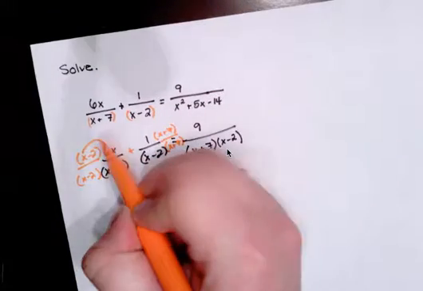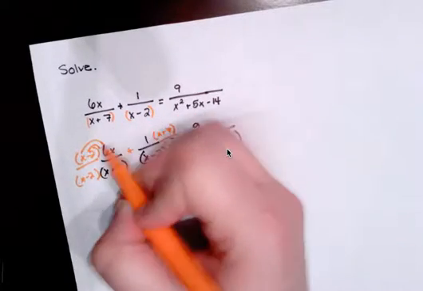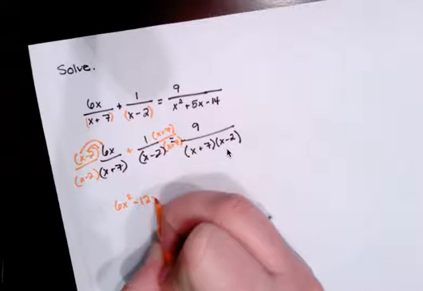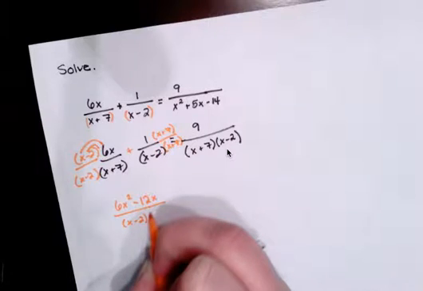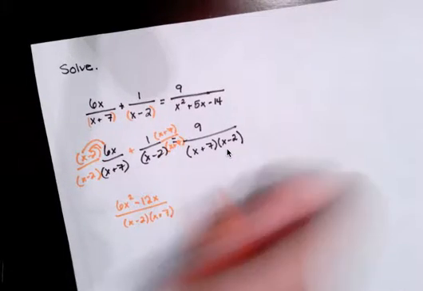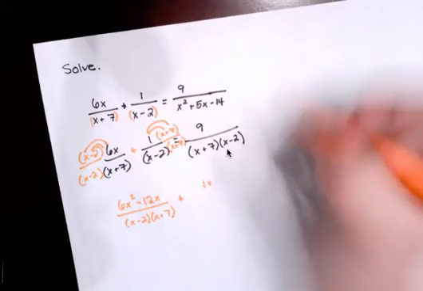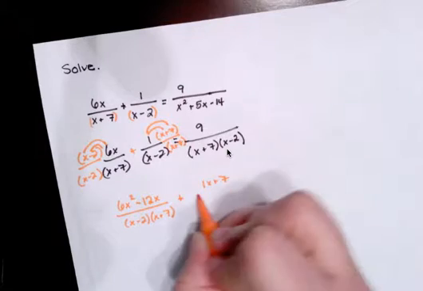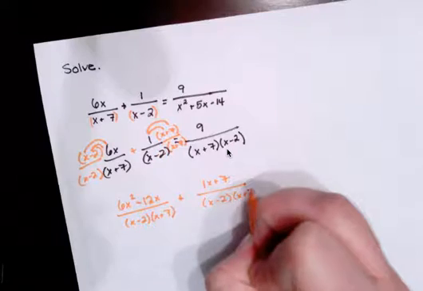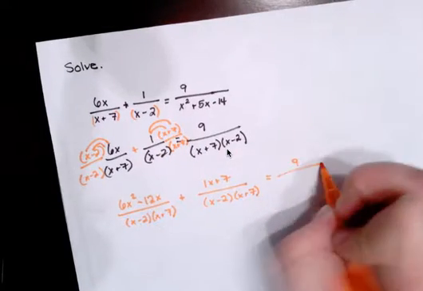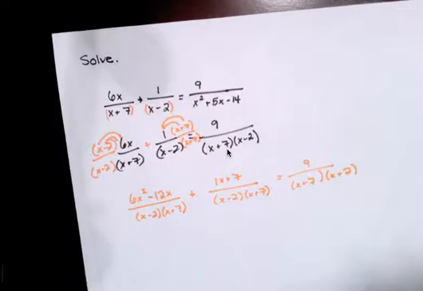So I get 6x times x is 6x squared. Negative 2 times 6x is minus 12x, all over x minus 2, x plus 7. Plus 1 times x plus 7 over x minus 2, x plus 7 equals 9, all of that stuff. So I just got a common denominator.